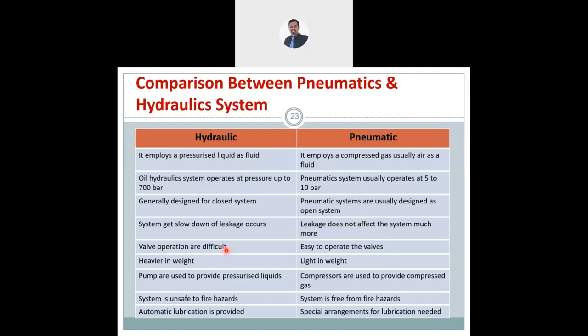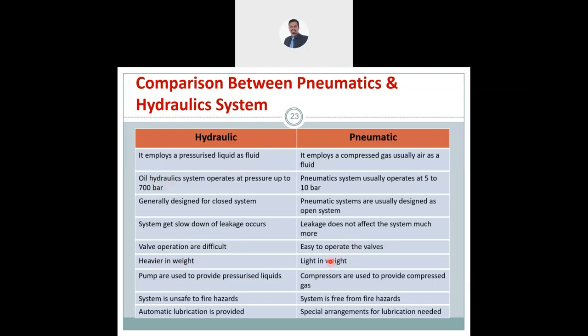Valve operations for hydraulic are difficult because you need to consider a lot of things. For pneumatic, it is easy to operate a valve because it is only using air. So no rusting. Hydraulic is heavier in weight because it is forced to be heavy, as it operates heavy applications. So pneumatic is light in weight.